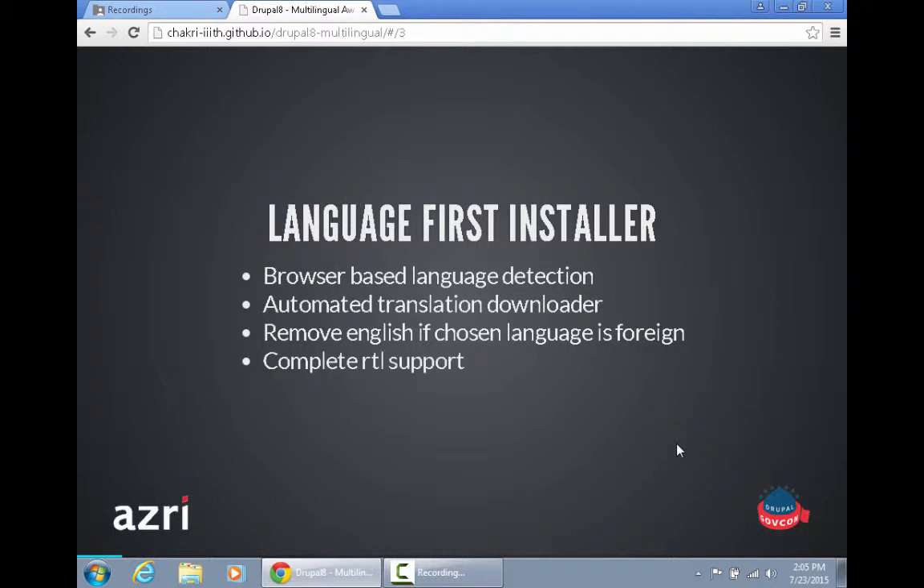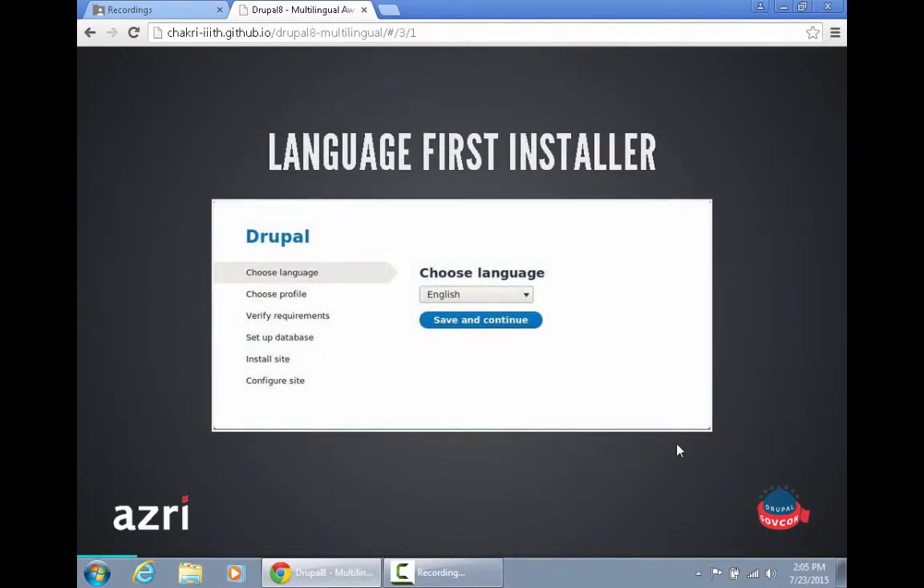And if the language is right to left, Drupal 8 has complete RTL support from step 1. So in the first step, if you choose a language which is Arabic, from step 2, you will see the screens from right to left. So this is the language first installer.